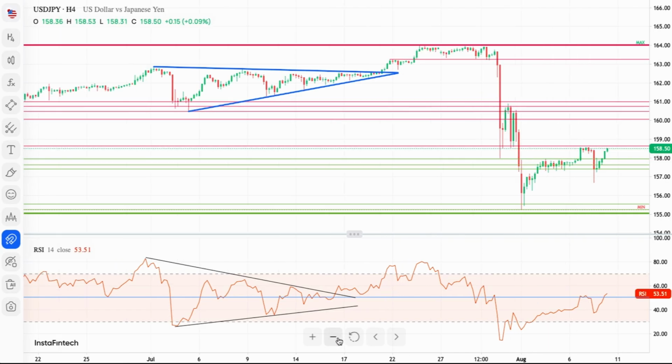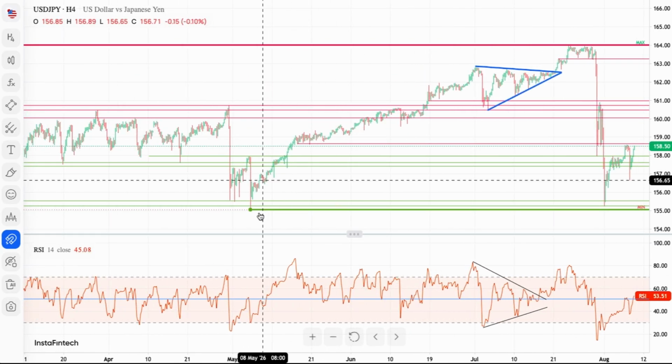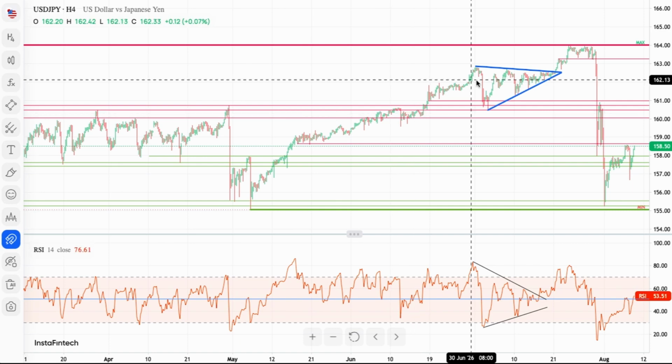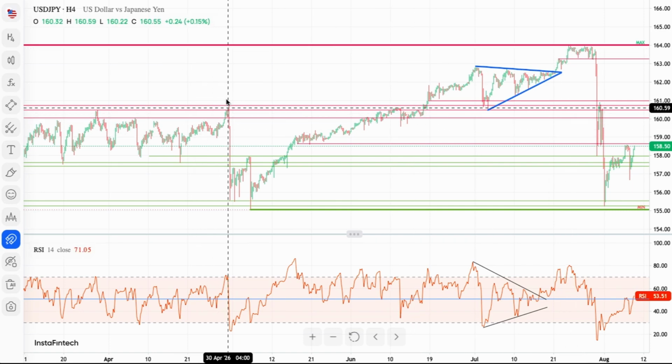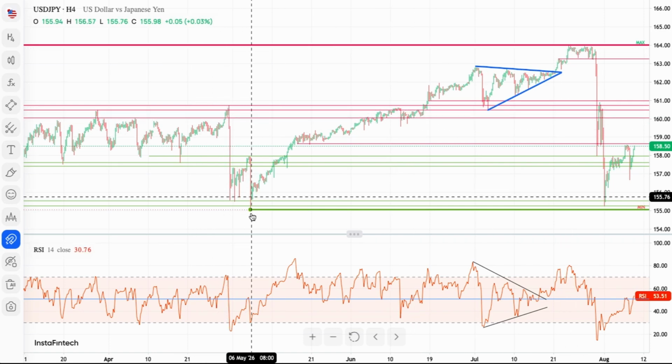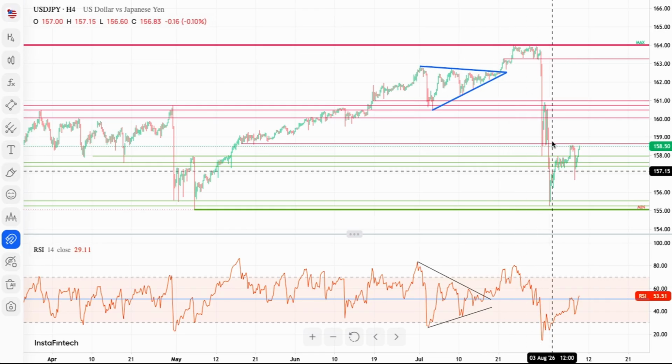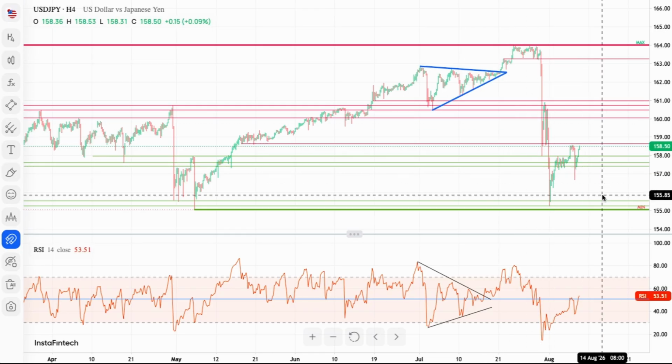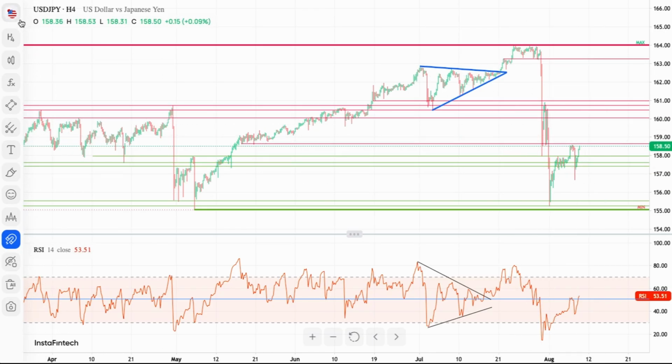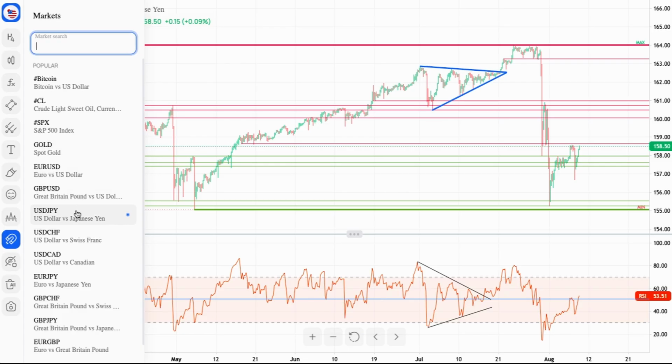So the question remains whether we are going to repeat this kind of behavior that we've seen already after the big intervention of the Bank of Japan. Will we ever see this kind of situation? We will still find out.